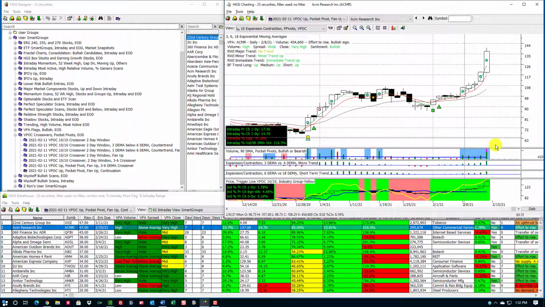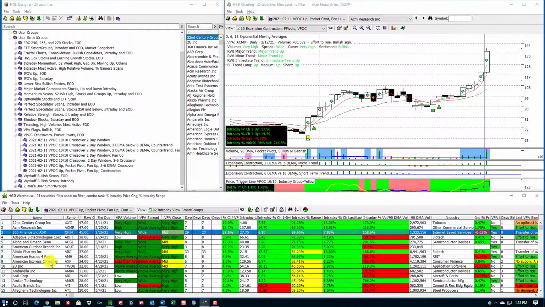There's no crossover requirement. So what this is doing is locating stocks that are continuing with the indicators in place. These are positive, the 3-6 crossover, but the main thing is that there are continuing pocket pivots. And volume point of control is also positive. Let's take a look at this one here, QFIN.